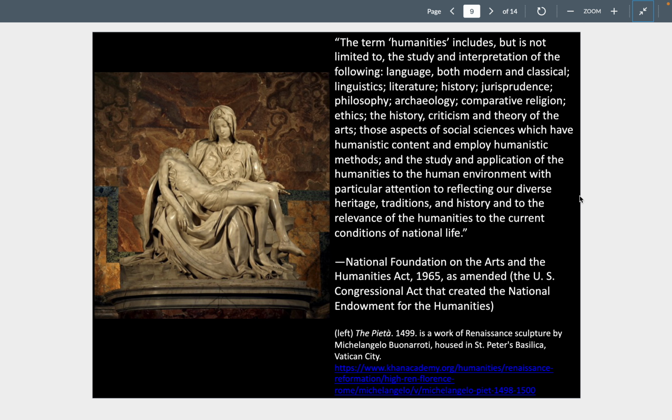And, well, this describes what the humanities are. So the term humanities includes, but is not limited to, the study and interpretation of the following: language, both modern and classical, linguistics, literature, history, jurisprudence, which is a study of law, philosophy, archaeology, comparative religion, ethics, the history, criticism, and theory of the arts, and those aspects of social sciences which have humanistic content and employ humanistic methods, and the study and application of the humanities to the human environment with particular attention to reflecting our diverse heritage, tradition, and history, and to the relevance of the humanities in current conditions of national life. That is a really good way for you to kind of get an idea of what we're about to study.